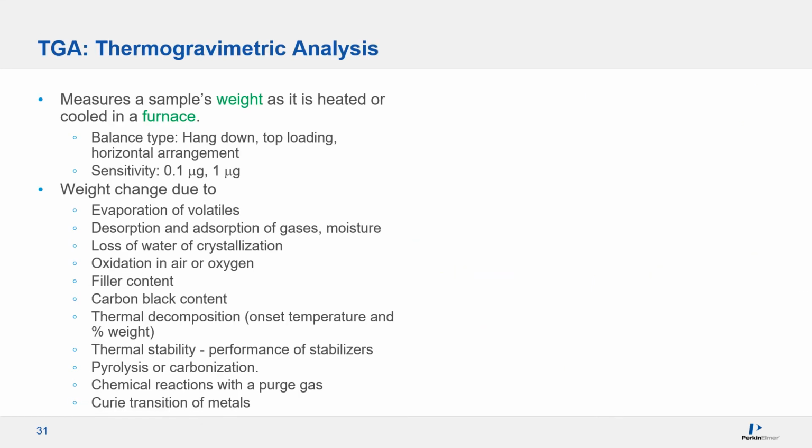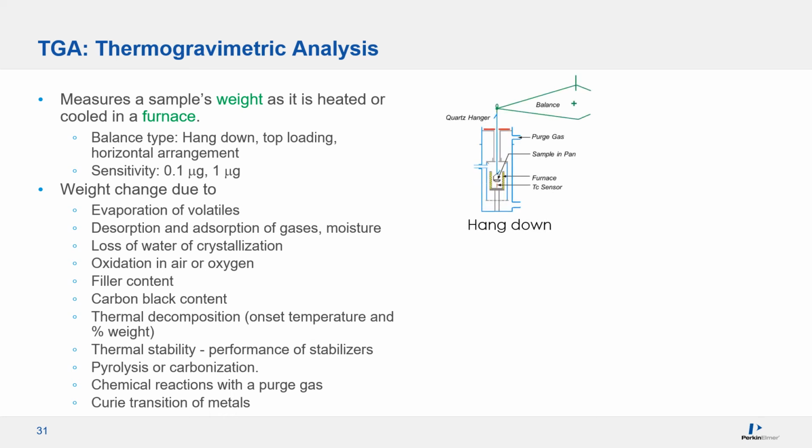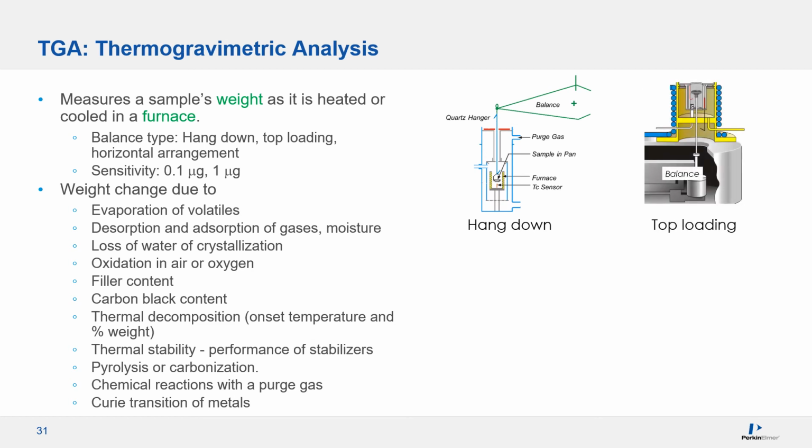TGA is a much simpler technique, so I won't spend as much time on it, but it's a very powerful tool. There are three kinds of balance designs. First one is hang down or bottom loading, where the sample pan is hooked on a hang down wire from the balance on top. Second is top loading design. The sample is sitting on top of the balance supported by a stem. There are also horizontal designs available.